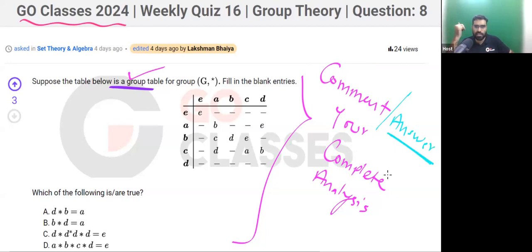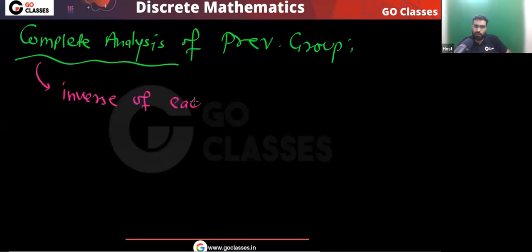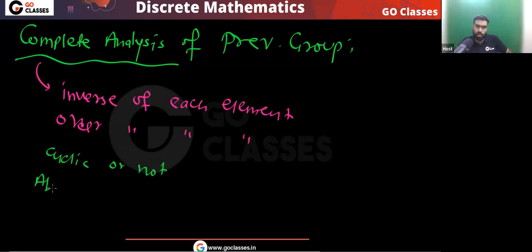In the complete analysis, what are the things you can find? For example, you can find the inverse of each element. You can find the order of each element. You can find whether this is cyclic or not. You can find whether this is abelian or not.